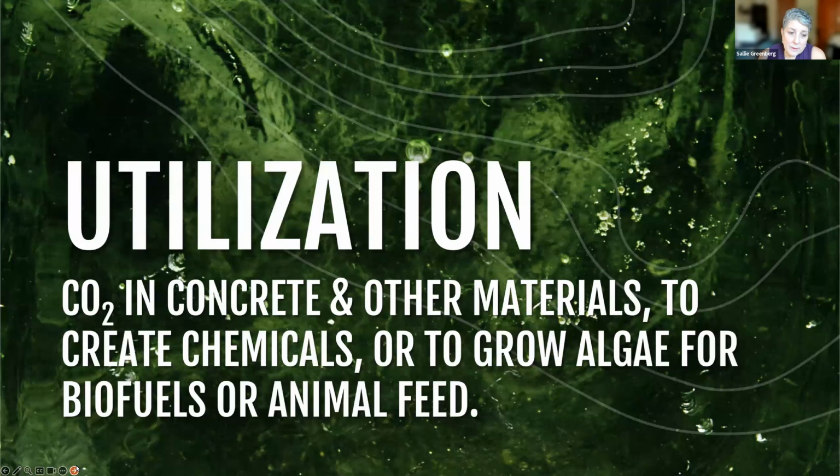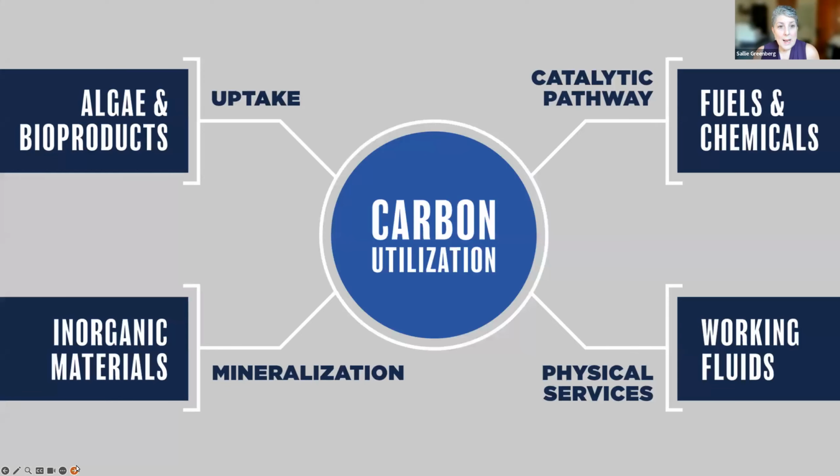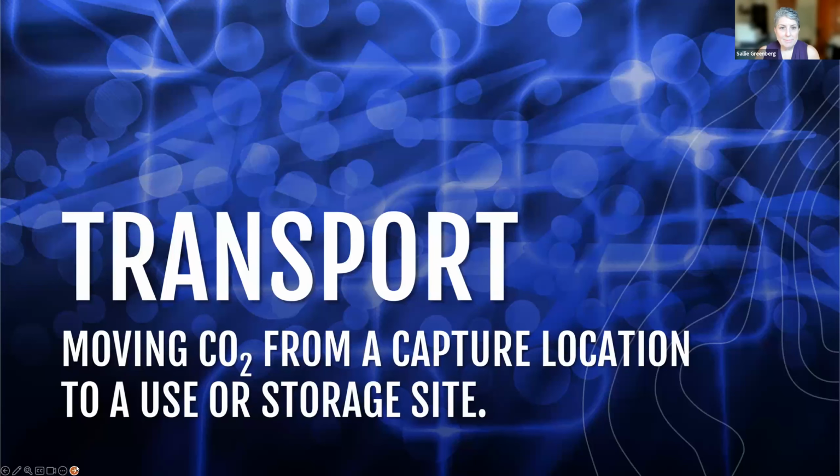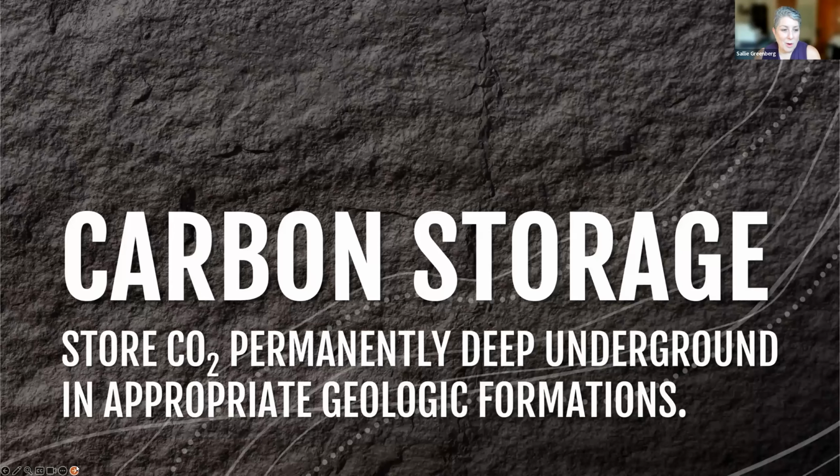Utilization is using that carbon dioxide in some other material to create chemicals, grow algae for biofuels or animal feed, and there's a variety of different ways that you can utilize carbon dioxide by making it into a viable feedstock for other products. Transportation is simply moving carbon dioxide from one location to another. And then we get to carbon storage.